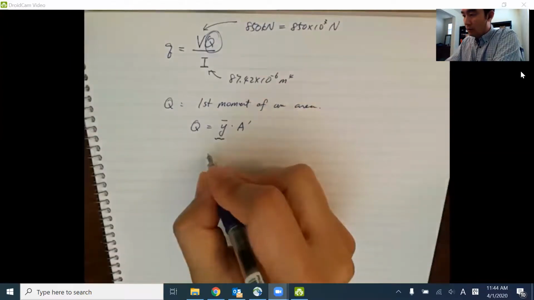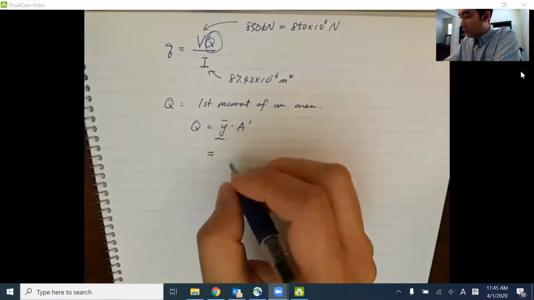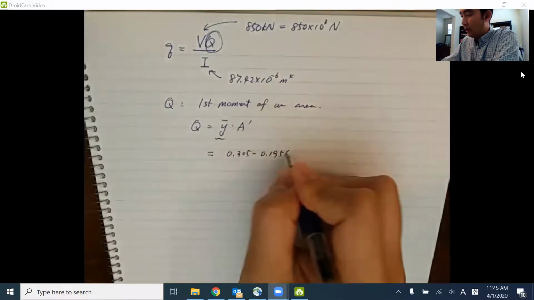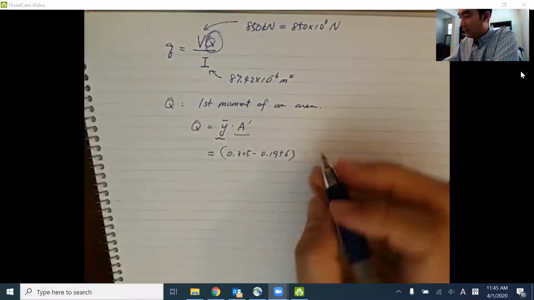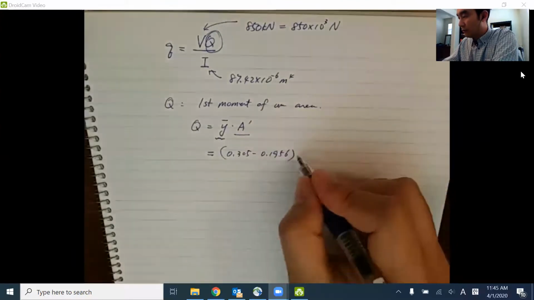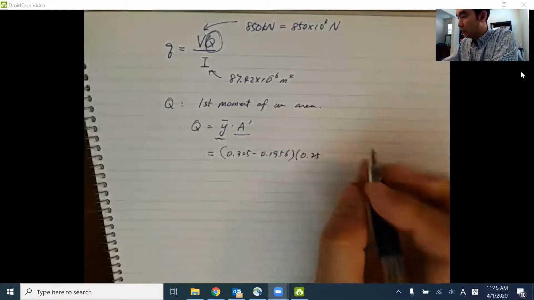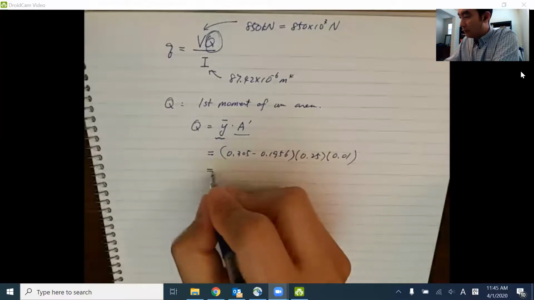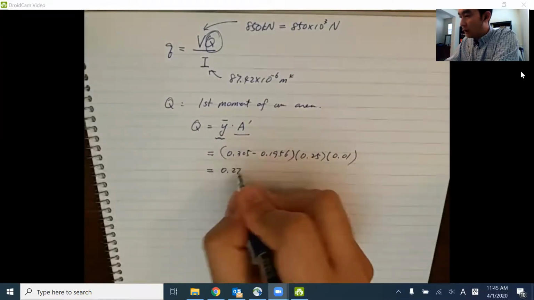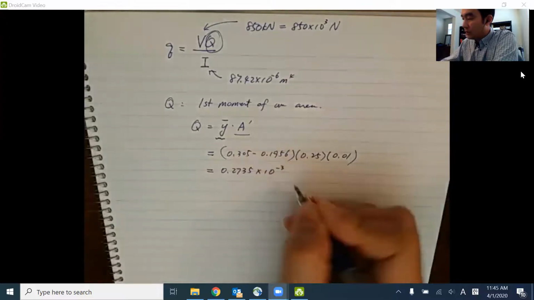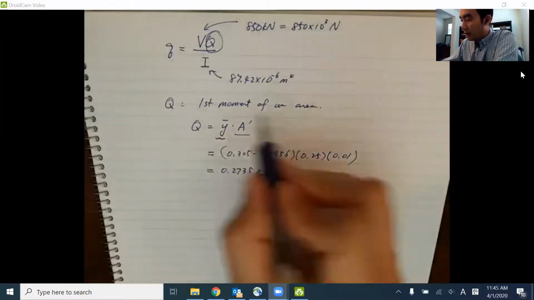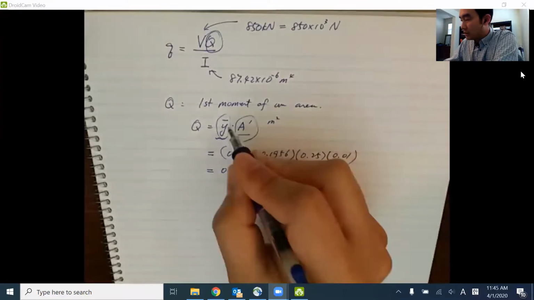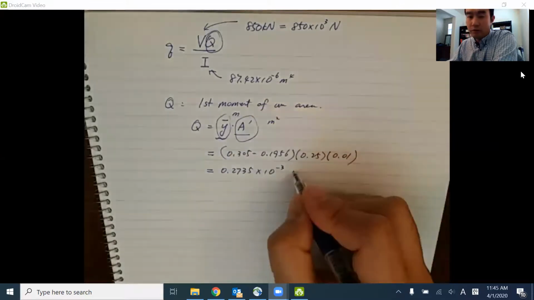So Y bar was 0.305 minus 0.1956. And then area A prime was the area of the top flange, which is 250 millimeter times 0.01, 10 millimeter. When I calculate Q, it is going to be 0.2735 times 10 to negative 3. Look at the unit for Q. Q is, again, the first moment of an area: area times the distance. Area we have in meter square, distance is in meter, so it is going to be in meter cubic.